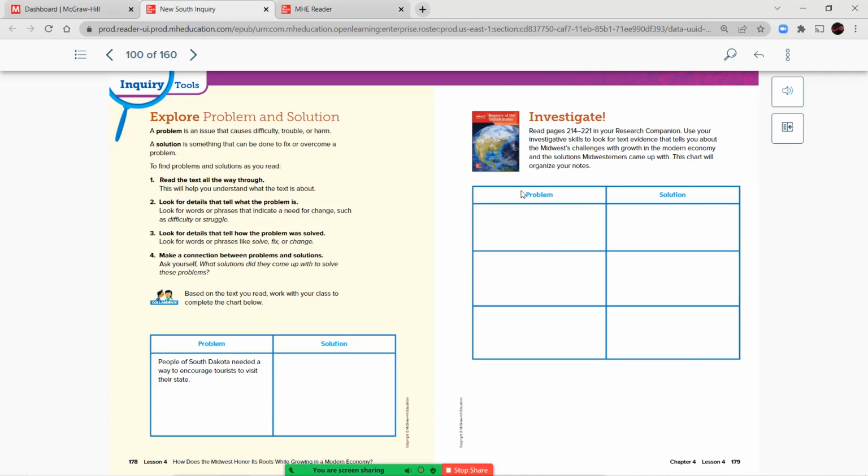All right, so in our second problem over here, we can put down that farming is difficult because of changes in weather, poor crop growth, and economic conditions. Some of the solutions that they came up with that we read about were some of the government programs, the cooperatives, and innovations in technology that helped the farmers overcome those different challenges.